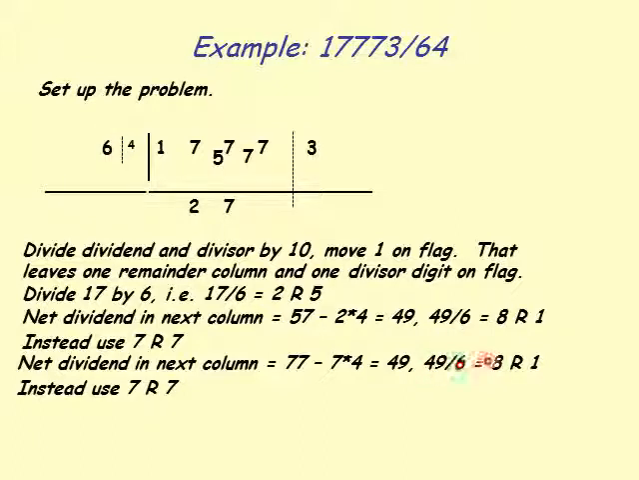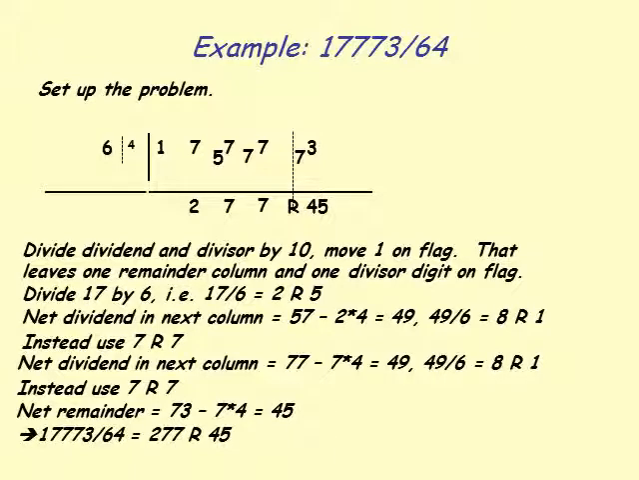49 divided by 6 is 8, remainder 1. Again, instead we would use 7, remainder 7. Otherwise there would be an overshoot in the next column. Let's continue here. So the 7, remainder 7. Now the net remainder is 73 minus 7 times 4. 73 minus 28 is 45. So the remainder is 45.